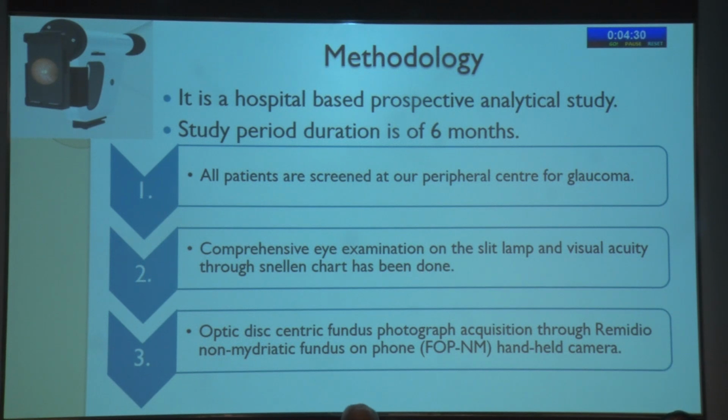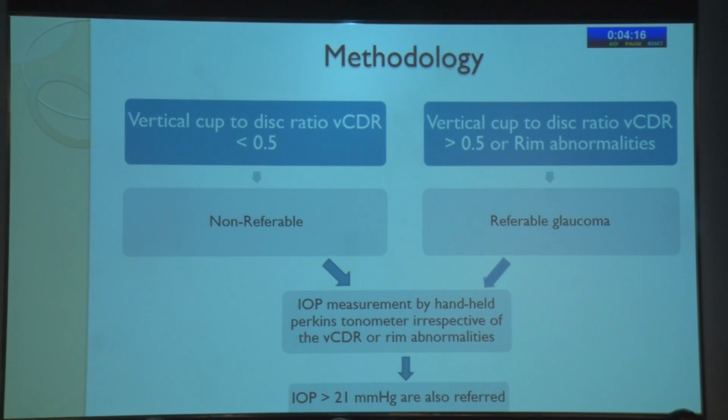All patients are screened at our peripheral center for glaucoma. A comprehensive eye examination on the slit lamp and visual acuity through the Snellen chart has been done, followed by optic disc-centric fundus photograph acquisition through the Remidio non-mydriatic fundus on phone handheld camera. In our methodology, we have considered a vertical CD ratio of 0.5 as a cutoff. Less than 0.5 is non-referable glaucoma. More than 0.5 or rim abnormality is considered referable glaucoma.